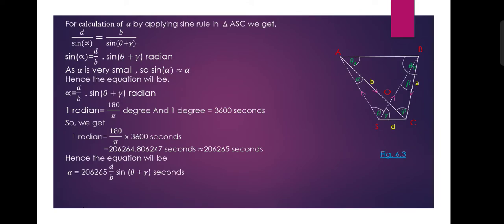1 radian, as we know, is 180 by pi degrees, and 1 degree corresponds to 3600 seconds. So we get by calculation 1 radian is approximately equal to 206265 seconds. Hence, the equation will be alpha is equal to 206265 into d by b sine theta plus gamma seconds.